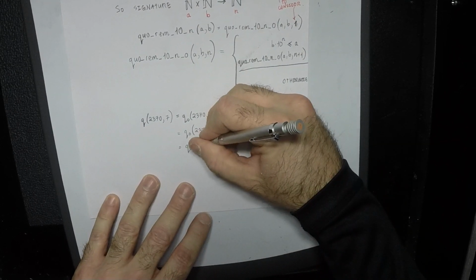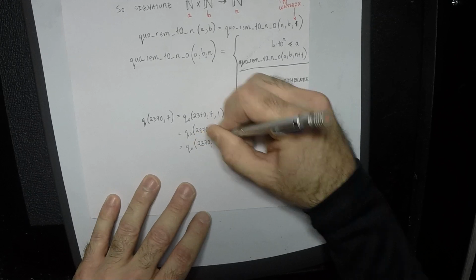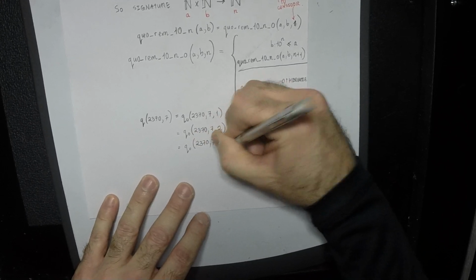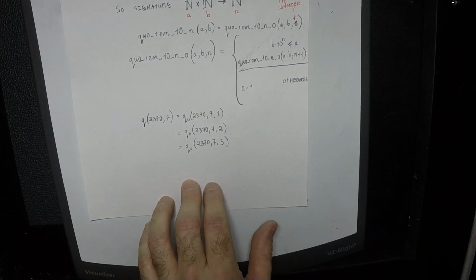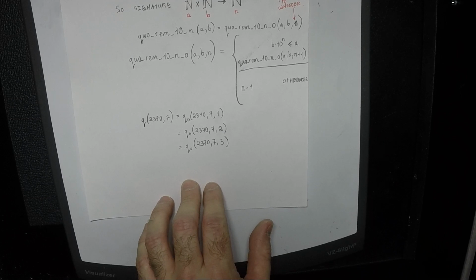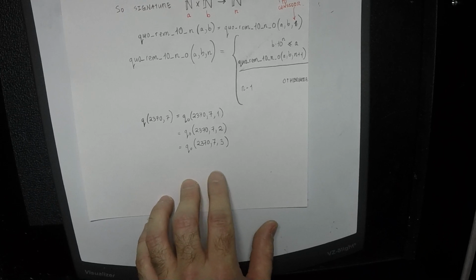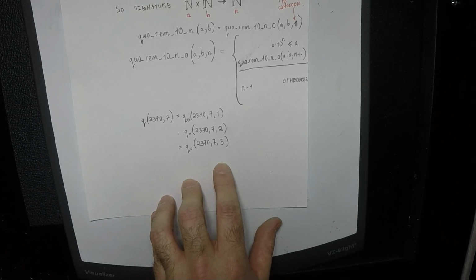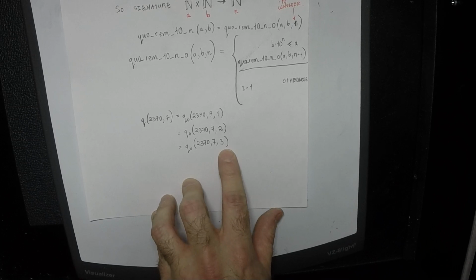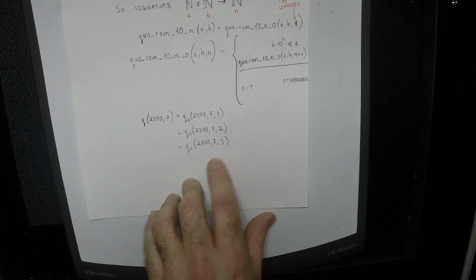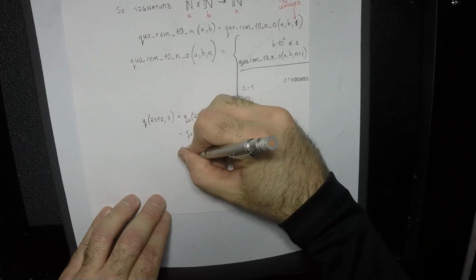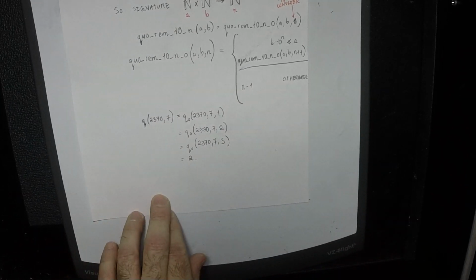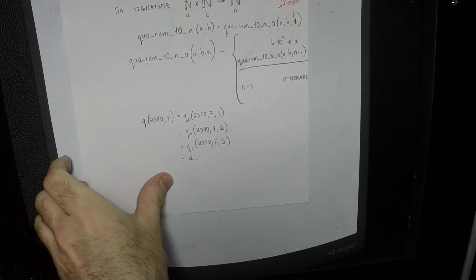Then the next thing that will be called is 2370, 7, and 3. What question is this asking? Can you take away 7,000? Oh, no. The answer is no. As a result, we have determined the exponent. We have determined that 3 is too big, and as a result, the answer is 2. So we figured out the exponent. Good. Any question about this one?